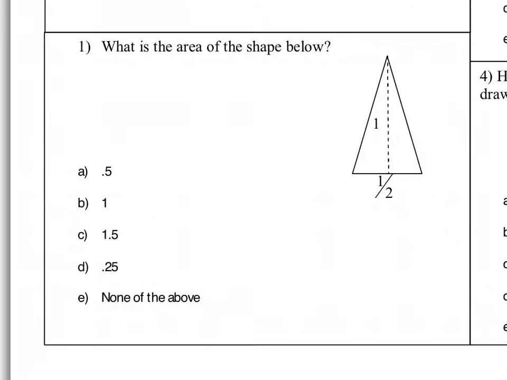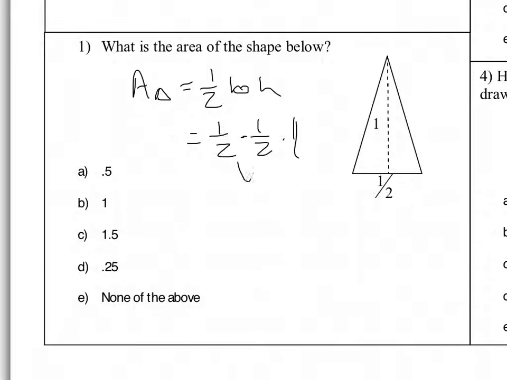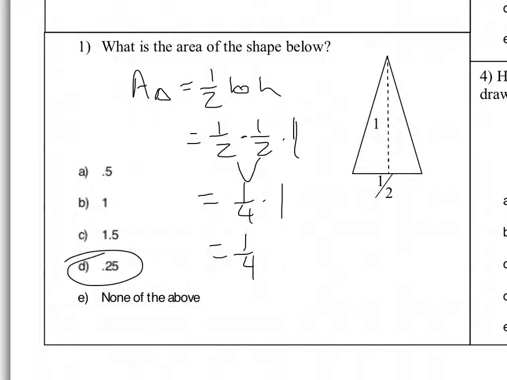Looking at the next one, we have the area of a triangle. The area of a triangle is equal to 1/2 of the base times the height. Here we have 1/2 times the base, which is 1/2, times 1. 1/2 times 1/2 is going to give me 1/4, times 1 is equal to 1/4, which is answer choice D.